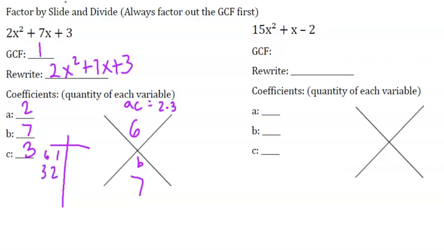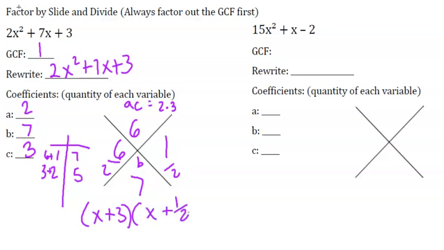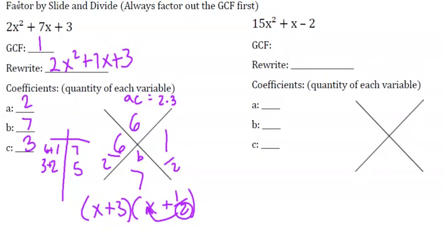6 plus 1 is 7, 3 plus 2 is 5. So we're going to use 6 and 1. A is going to be divided by each of these. So 6 divided by 2 is 3. So we have x plus 3. And then 1/2 doesn't reduce anymore, so we just have x plus 1/2. We're going to slide the 2 to the front. So there you have your factored form: x plus 3 times 2x plus 1. And that is your factored form.